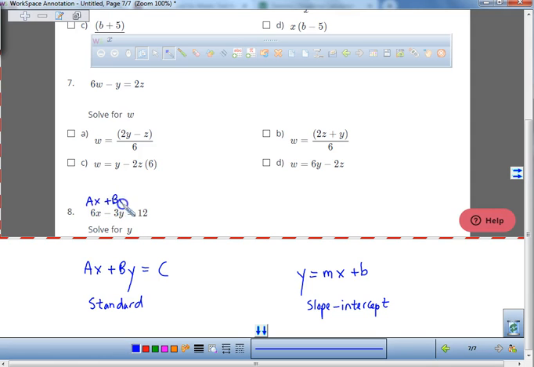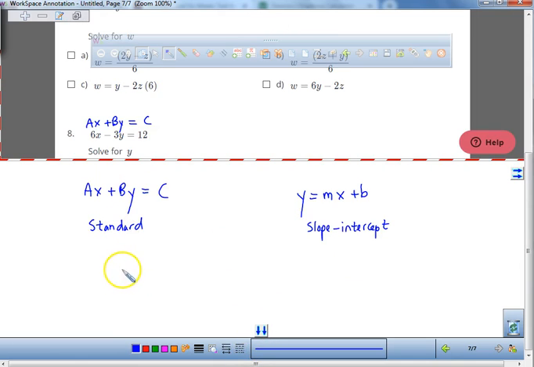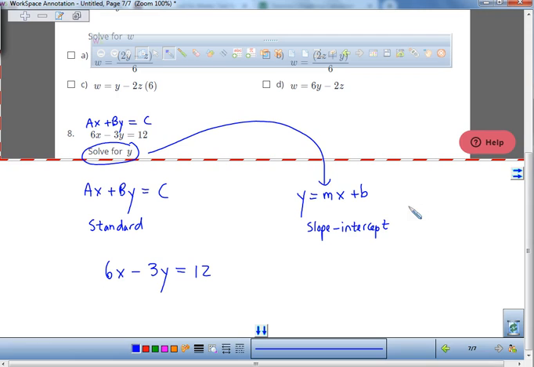Ax plus by equals c. So right now, what I'd like you to do is put 6x minus 3y equals 12. And when it says solve for y, what does that mean? It basically means you're changing it to slope-intercept form. So right now, I'm going to give you guys a whole whopping 1 minute to see if you can solve this on your own, and I will check it after a minute. For those of you who are watching the video, I'm pausing.